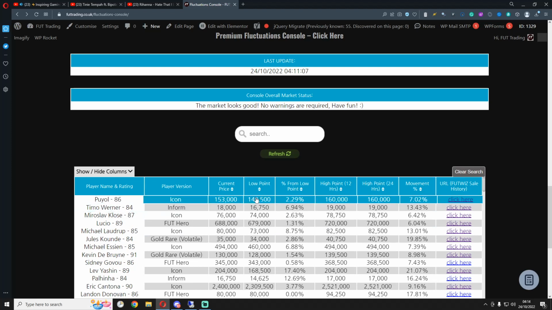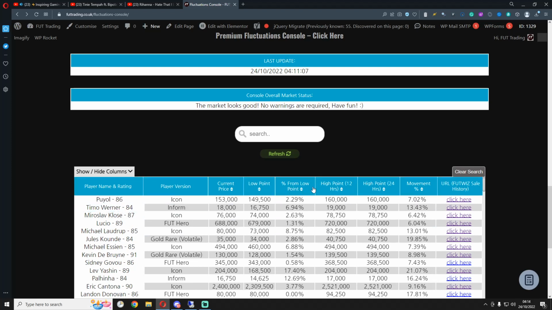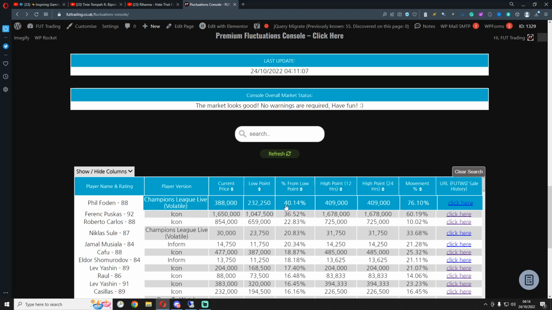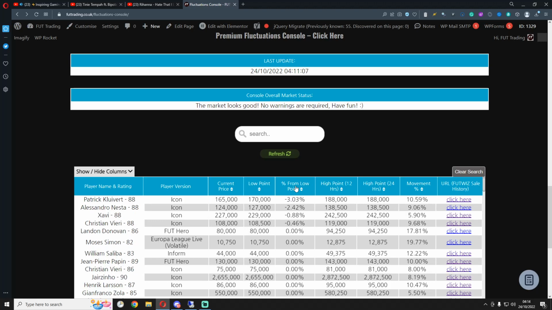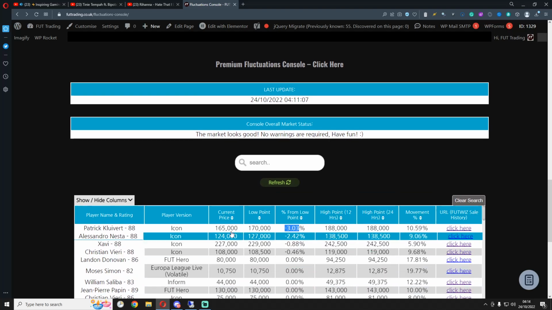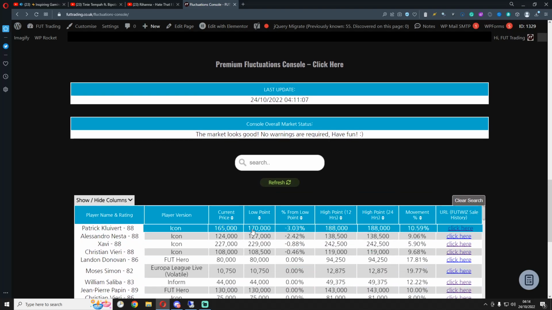So when you're on this page, you have the option to filter by headers, right? You have percentage from low point, and when you click this, it will go low to high and high to low, okay? So if the percentage from low point is 40%, that means that the current price is actually 388 and the low point is 232. So they're nowhere near their low point right now, okay? Whereas if you click it again, you'll see these ones are in the minus and they just go upwards, right? So you can see here that the current price is less than the low point. So essentially there might be a deal there, okay?